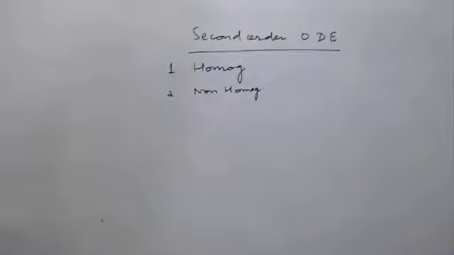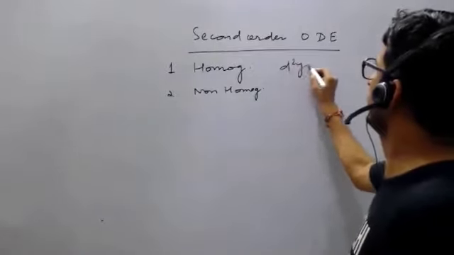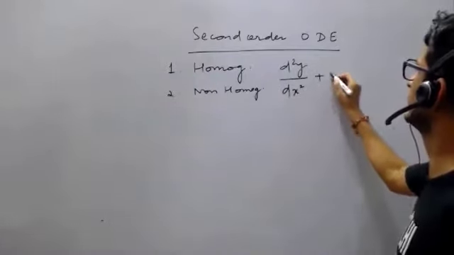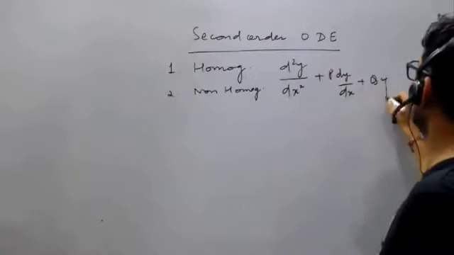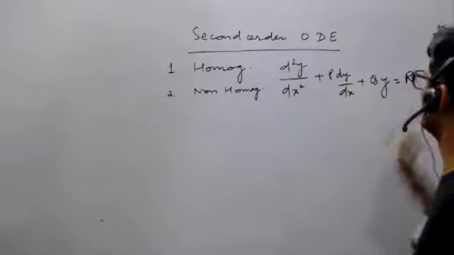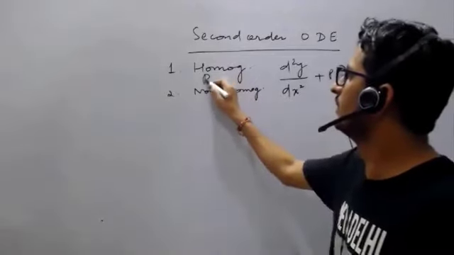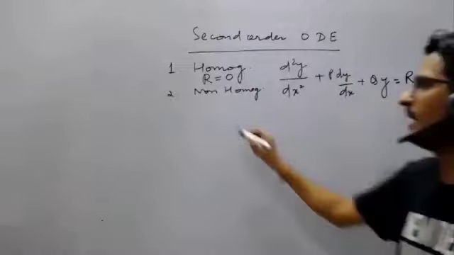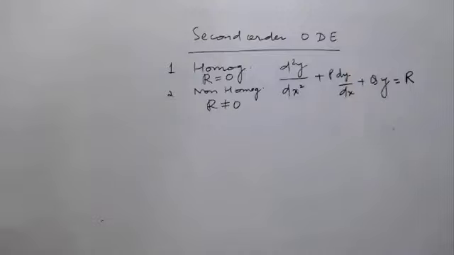What do you mean by this? The general form of the second order differential equation that we are going to study here is d2y by dx2 plus p dy by dx plus q of y is equal to r. When r is equal to 0, the equation is known as homogeneous, and when r is not equal to 0, the equation is known as non-homogeneous.